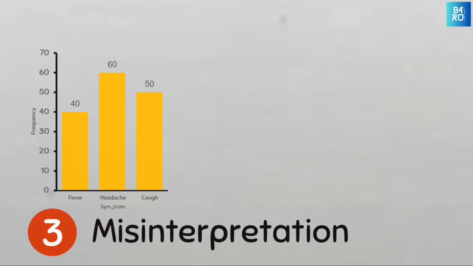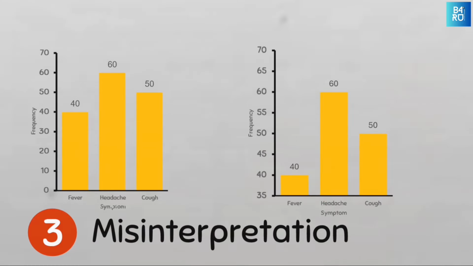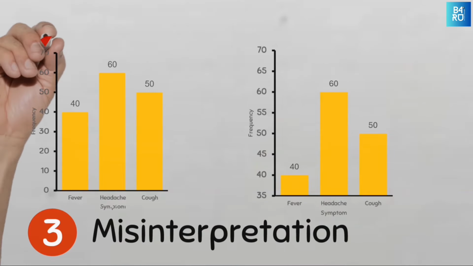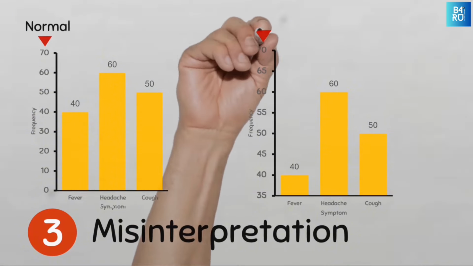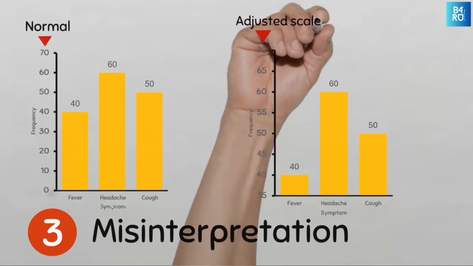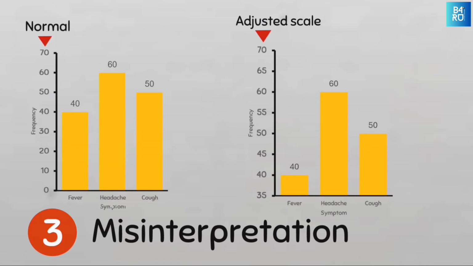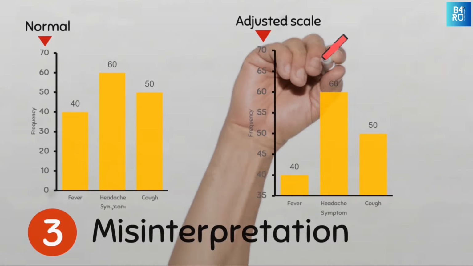And number 3, there's a huge misinterpretation potential. Bar charts can be susceptible to manipulation by changing the scale on the y-axis. A drastic change can exaggerate or downplay differences between categories. Look at this example with the normal scale on the y-axis from 0 to 70. It's exactly the same data I plotted here, but this time I adjusted the scale to start at around 35. Do you notice how it exaggerates the difference between fever and headache? So bar charts can be manipulated to exaggerate or downplay differences.